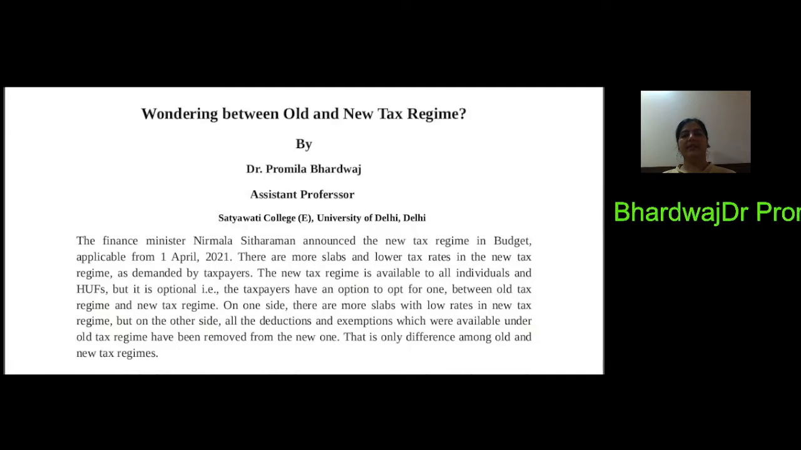The new tax regime is available for all individuals and HUF, but it is optional. Taxpayers have an option to opt for either the old tax regime or the new tax regime. On one side, there are more tax slabs with low tax rates in the new tax regime, but on the other hand, all the deductions and exemptions which were available under the old tax regime have been removed. This is the only difference between the old and new tax regimes.